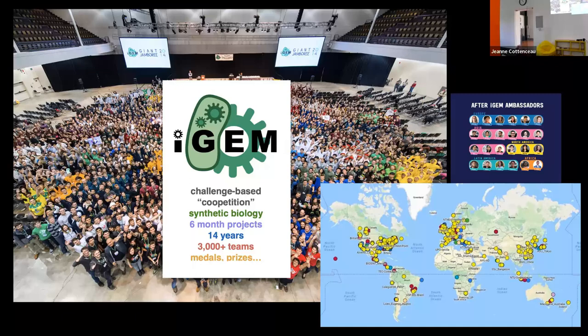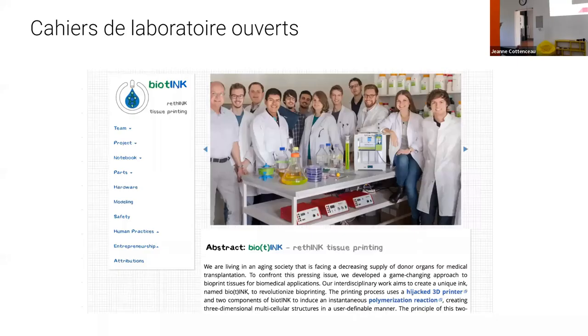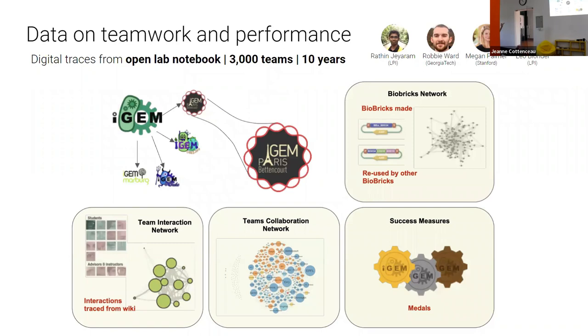How do you define success? Here you have two criteria. You have medals, which I showed here, which is a cumulative success. To have a bronze medal, you need certain criteria. For a silver medal, you need the criteria for bronze plus silver. And for a gold medal, you need more criteria. So those are the criteria for the medals.